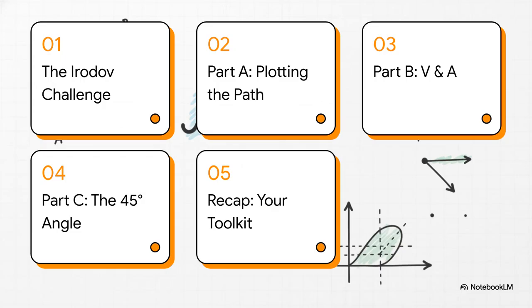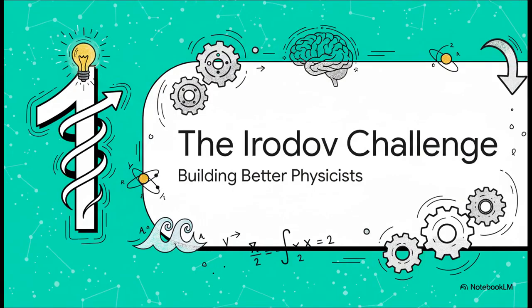So here's our game plan for this explainer. We'll start by talking a little about what makes these Irodov problems so special. Then we'll jump into part A and figure out the trajectory. After that, part B is all about finding the velocity and acceleration. And to finish it off, we'll tackle that vector angle in part C. Then we'll wrap up by recapping the super powerful tools we used. Let's do this.